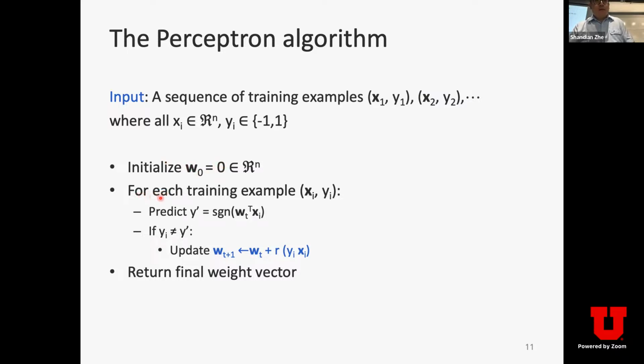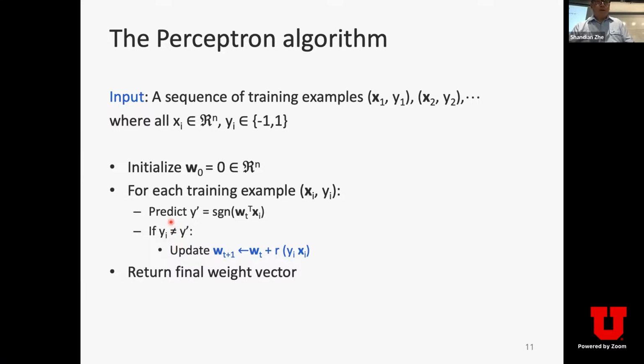Then we sequentially go through every training example. For the current training example, say xi, yi, we make a prediction with the current model parameters. This is my prediction, say y prime. I check whether my prediction is correct or not. If my prediction is correct, then we do nothing and just look at the next training example. Otherwise, we conduct an update.